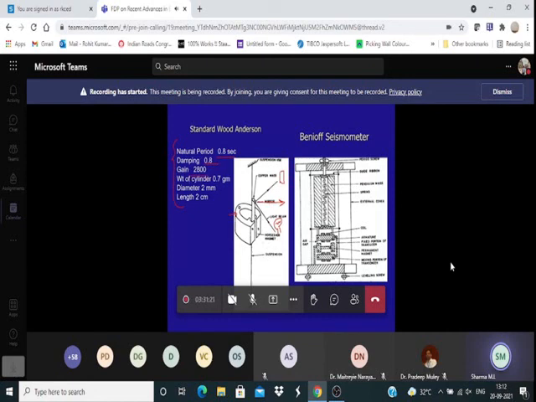Okay, and this was achieved by having a weight of cylinder as 0.7 gram, diameter as 2 mm and length as 2 meters. Okay, so based on this, Richter defined the magnitude.